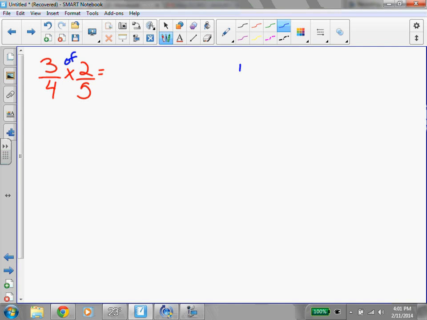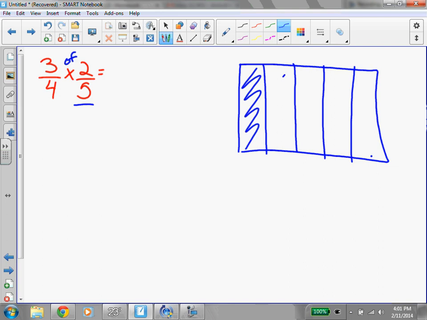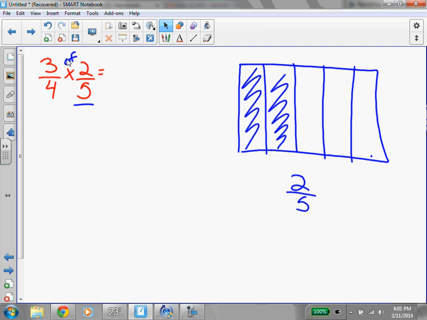Well, let's pretend that we have a tray of brownies, because you know I always work with food. There's my tray of brownies, and I'm going to divide this tray into fifths: 1/5, 2/5, 3/5, 4/5, 5/5. So I have a whole tray of brownies, and you know me, I'm not going to share the whole tray. I decided I'm going to share 1/5, 2/5. I'm going to share 2/5 of this tray of brownies with you.